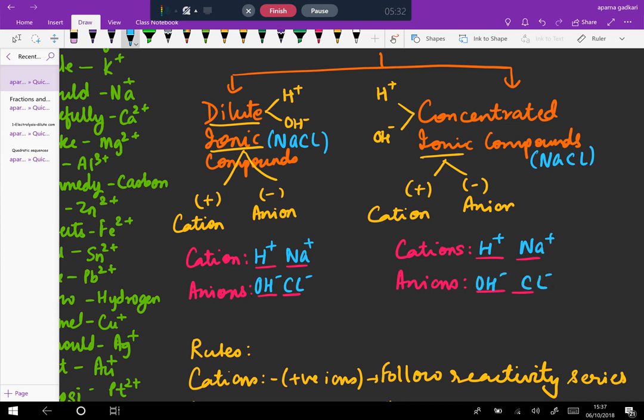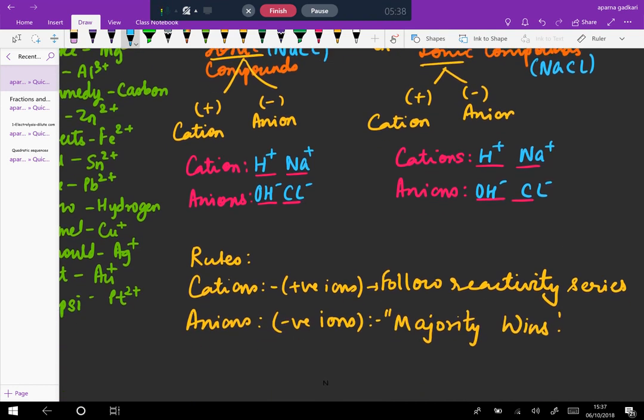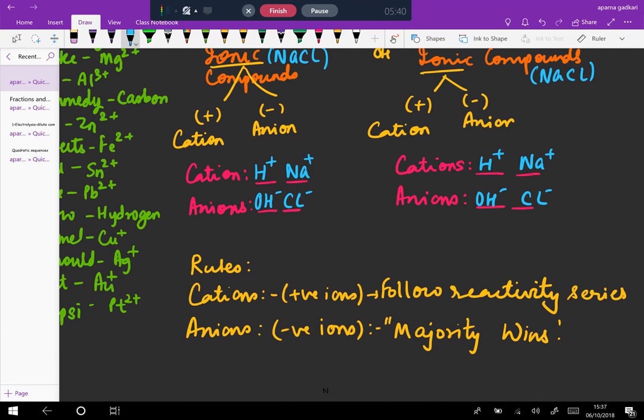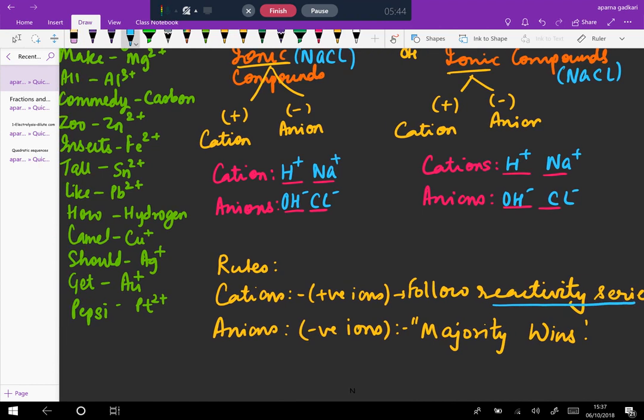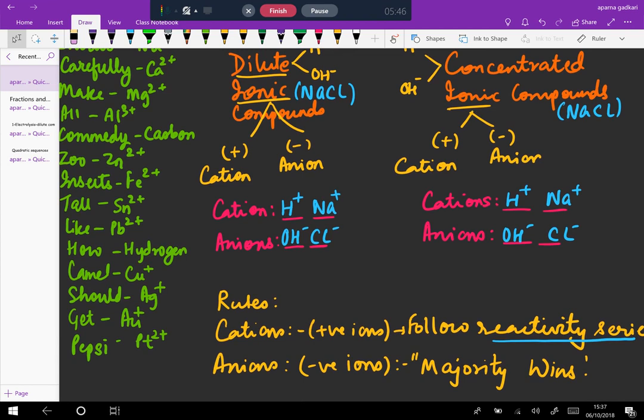Now I am giving you a comparison. The reason is it will help you to understand better. So let us go to the rules. Cations always follow the reactivity series. Reactivity series says whichever ion is down will be liberated first. So we have a competition between two cations. These are the two cations. We need to decide who will be liberated at the cathode.